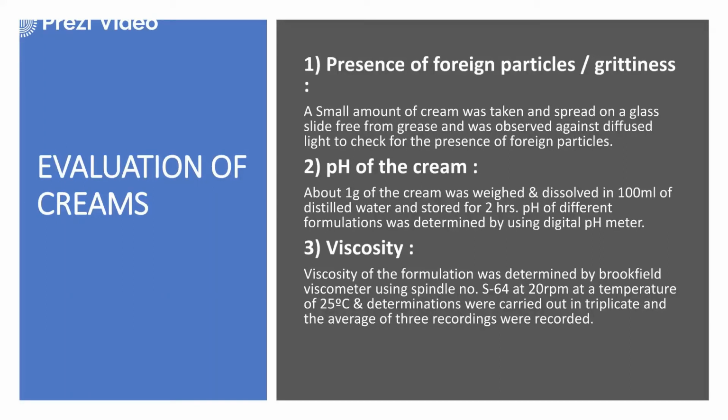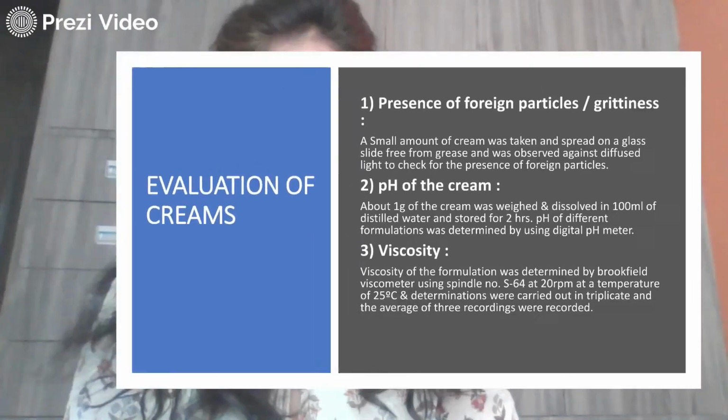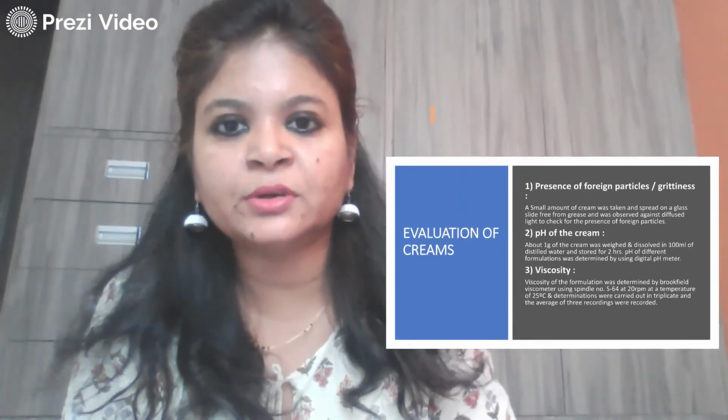Then the other parameters used for the evaluation of creams, like the pH of the cream. The pH of different formulations is determined using a digital pH meter. Then there is the viscosity of the formulations. The viscosity of the creams has to be homogeneous throughout the batch. So it is checked using Brookfield viscometers at different RPM and temperature conditions, and these are recorded.